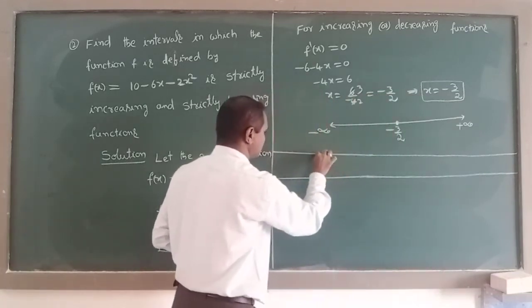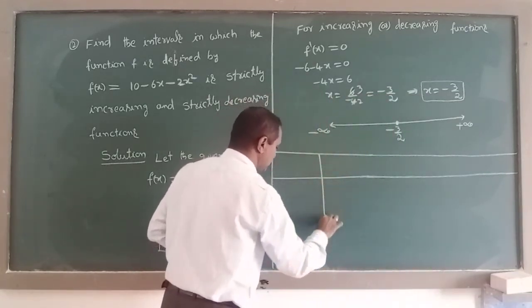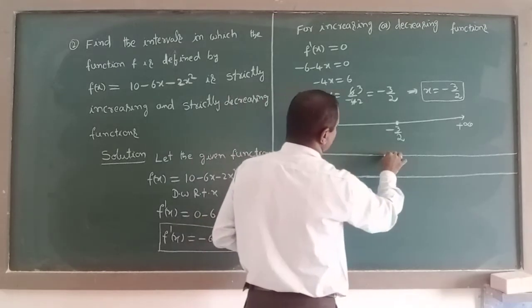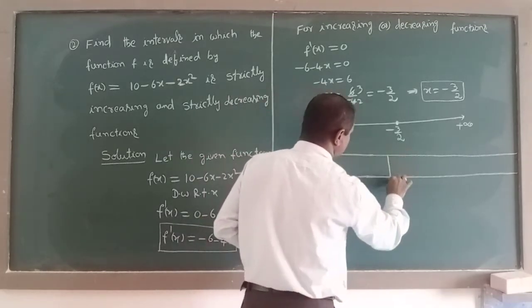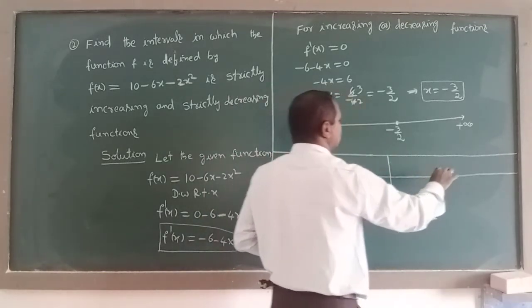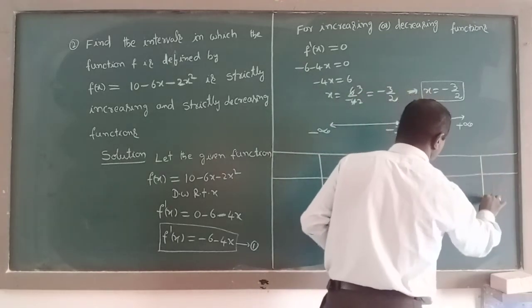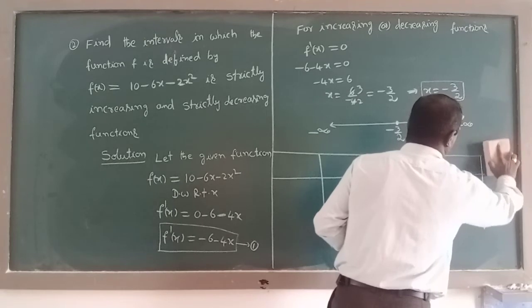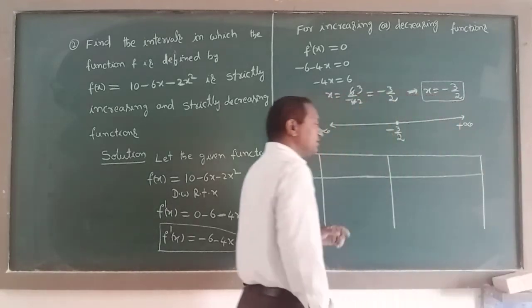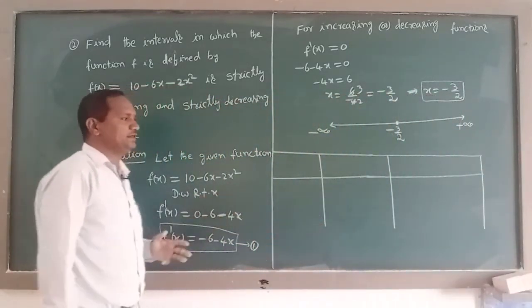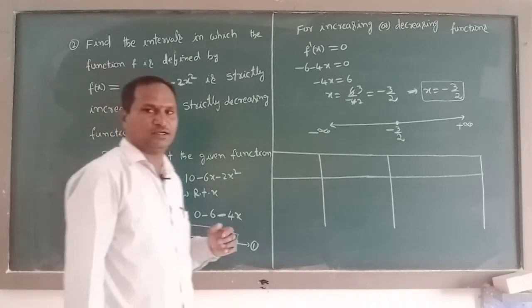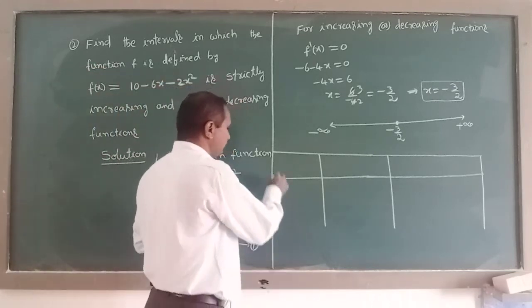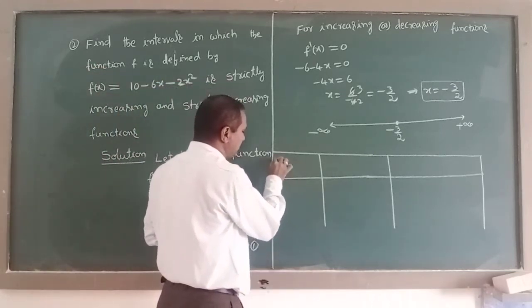Intervals, first write intervals here. Next, afterwards, sign of f dash of x, and the last one is nature of the function. Nature means we have to decide whether the given function is strictly increasing or strictly decreasing.